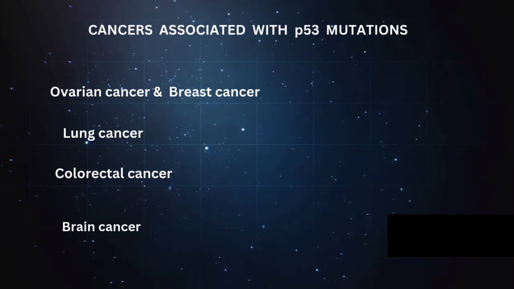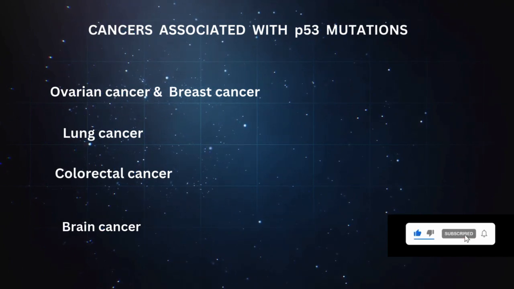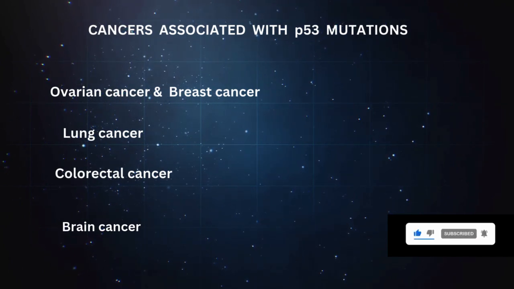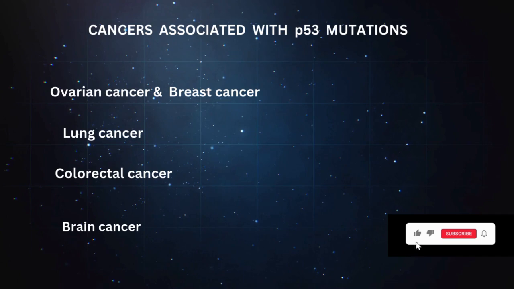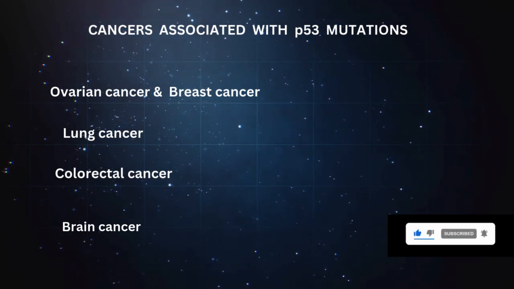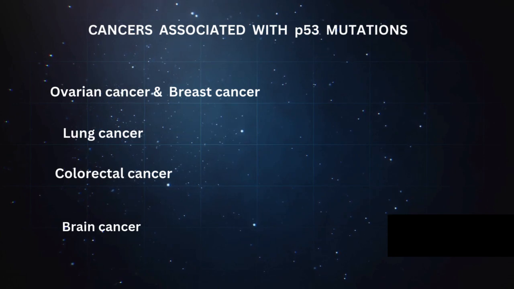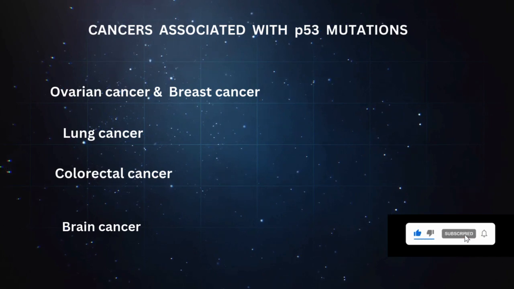Now let's see what cancers are associated with p53 mutations. I told you if p53 particularly is getting damaged, or if the virus is attacking the p53, that could be ovarian cancer, breast cancer, lung cancer, colorectal cancer and brain cancer. Generally these are the cancers associated with p53 mutations.